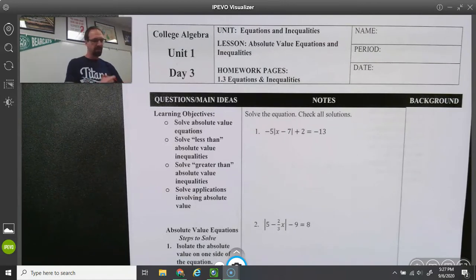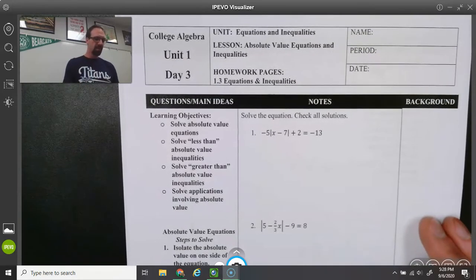So with absolute values, remember we talked about this earlier, absolute value means distance, so it's how far something is from something else. So because distance is non-negative, we need to keep that in mind as we approach these problems. Solve the equation, check all solutions.